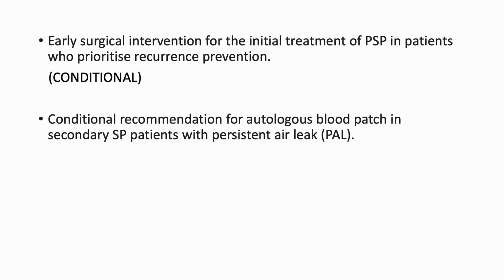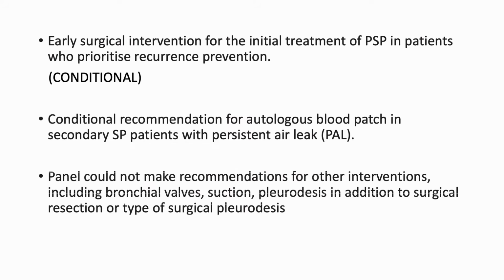Also, they conditionally recommend that only in patients with secondary spontaneous pneumothorax, which occurs because of an underlying lung disease, an autologous blood patch could be tried in patients with persistent air leak. This does not hold true for primary spontaneous pneumothorax. And for other interventions like bronchial valves, pleurodesis, suctioning, surgical resection, surgical pleurodesis, they could not make enough recommendations because they did not have evidence to support all of these.